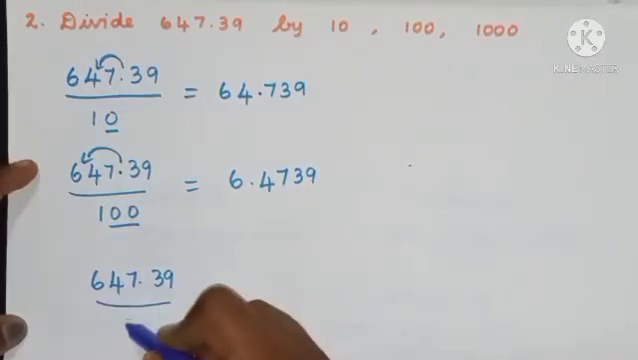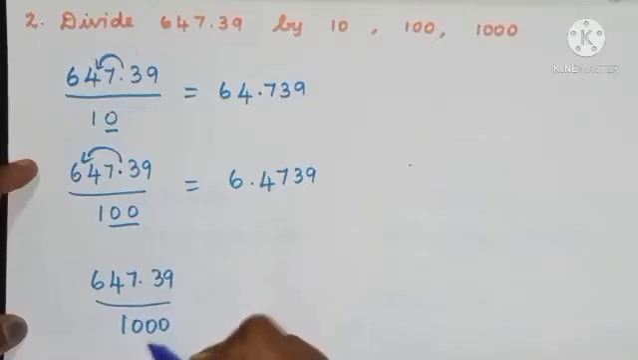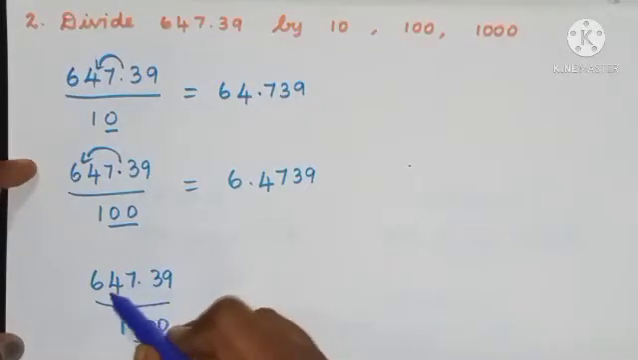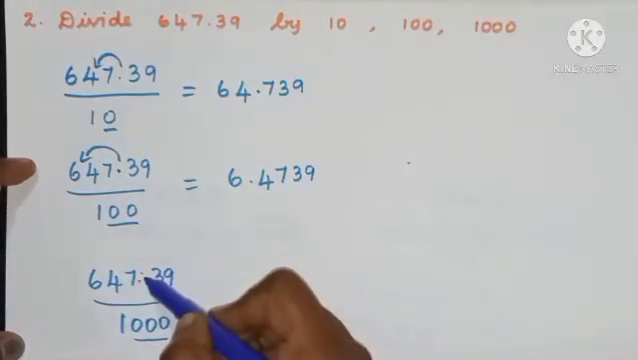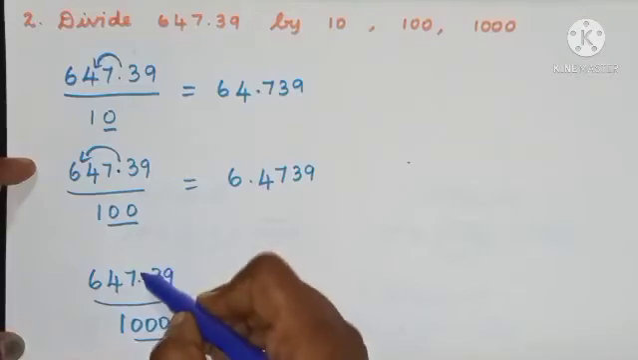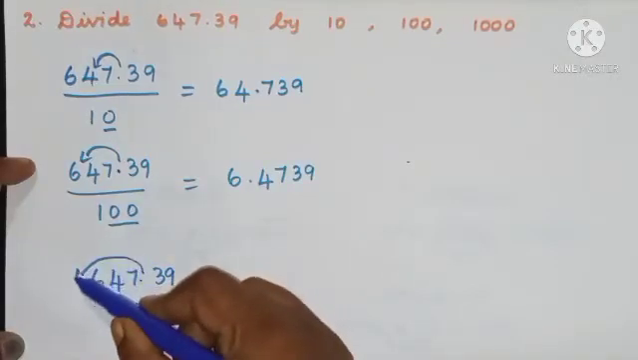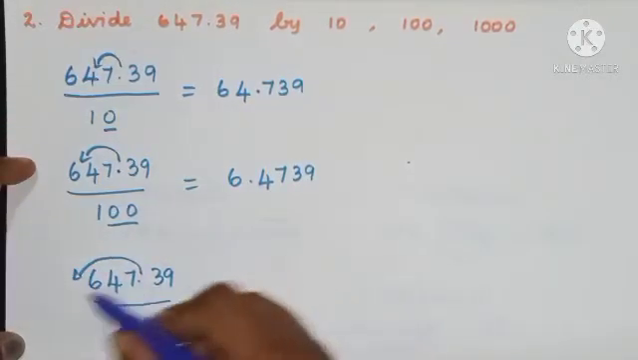Now let's divide the decimal number by 1000. 647.39 by 1000. Here we have 3 zeros, and here also we have 3 digits before the decimal point. So you have to move how many steps? 3 steps. 1, 2, 3. So you have to put the decimal point here.